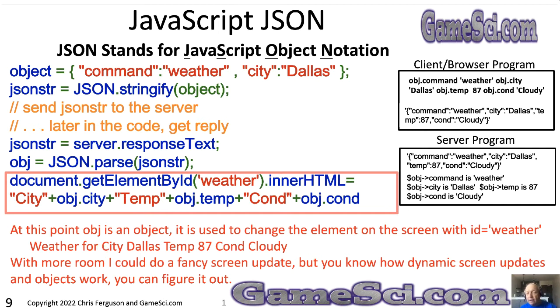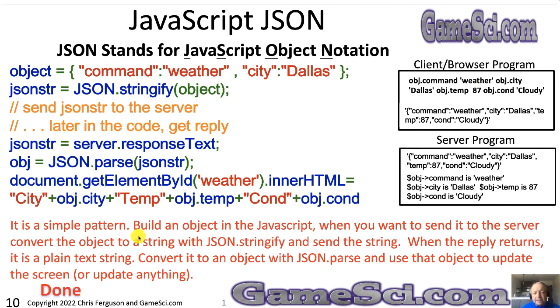And you know how dynamic screen updates and objects work at this point. You can do whatever you want with that data in there. You could put all sorts of fancy formatting and display a nice weather. You could do an if statement. If it's cloudy, show a picture of clouds. Make it as fancy as you want. I don't have room to do the real fancy stuff here, but you can do whatever you want with that data. It is a simple pattern.